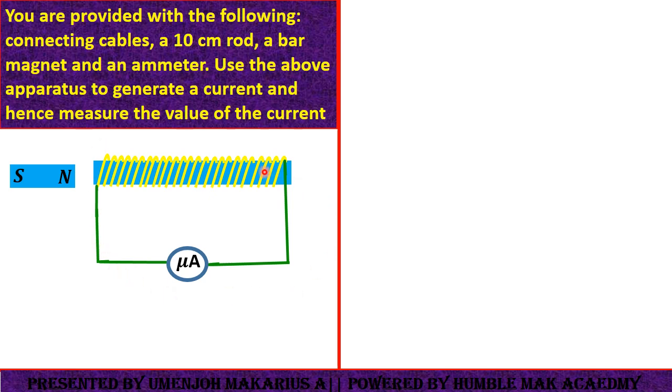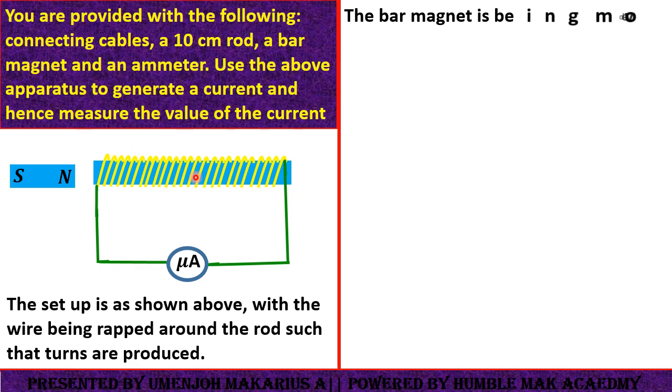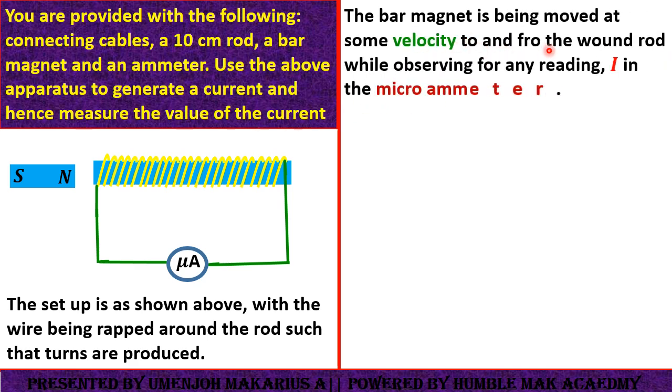Great. Let's go to procedure, guys. We'll say the setup is as shown above, with the wire being wrapped around the rod such that turns are produced. So guys, these are called turns. Okay, turns are being produced. So you can see the bar magnet is being moved at some velocity to and fro the wound rod while observing for any reading I on the microammeter.